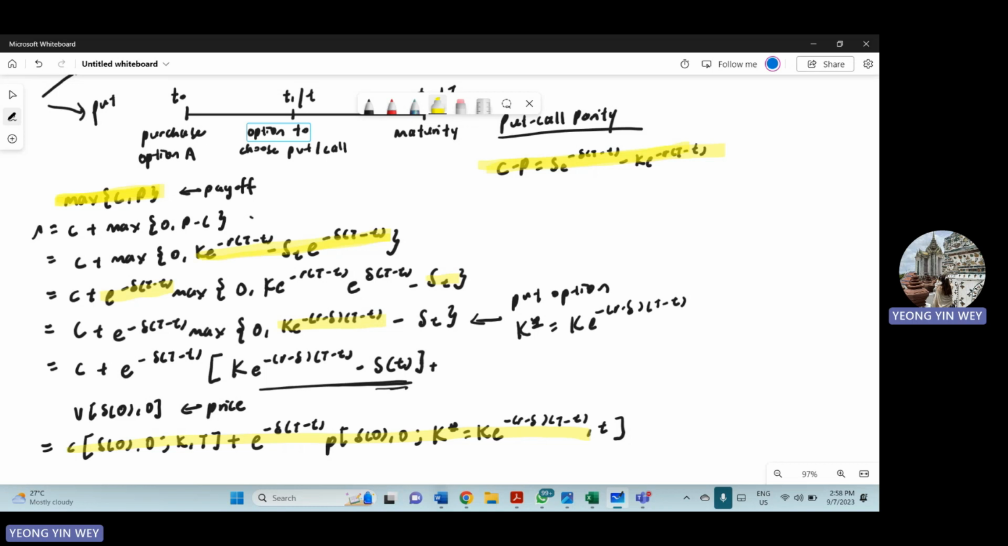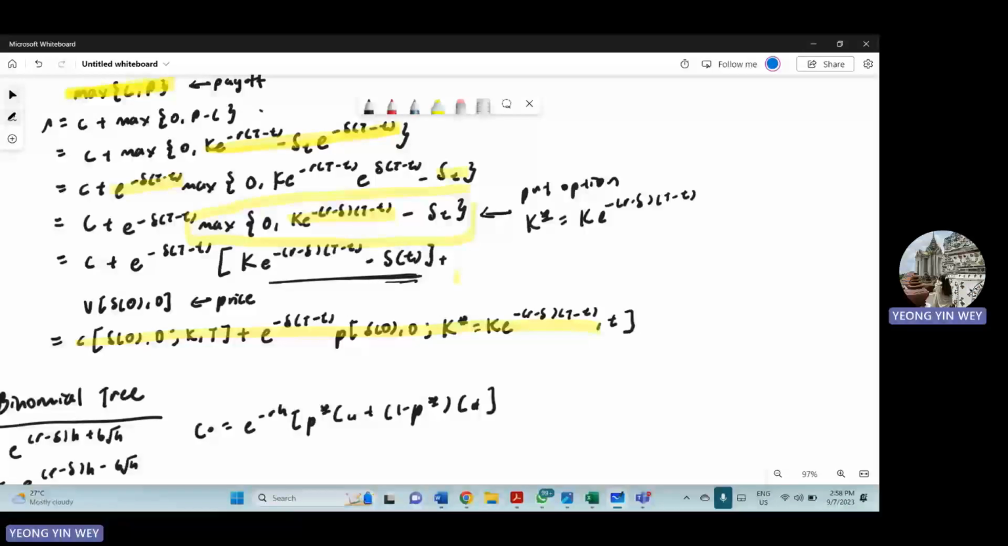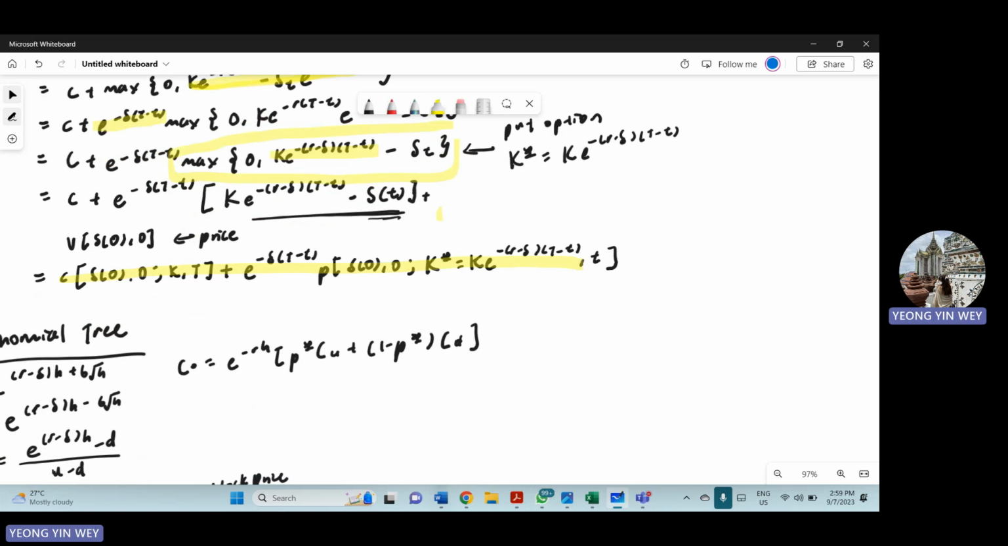Basically, this maximum is equal to the formula for a put option, where for this situation we label K star as K times e^(-(r - delta) T). The price of the chooser option is just equal to the call option with big T plus e^(-delta T) times the put option with small t. But please remember that K star is the new strike price, which we use instead of the old strike price. We need to multiply by e^(-(r - delta) T).